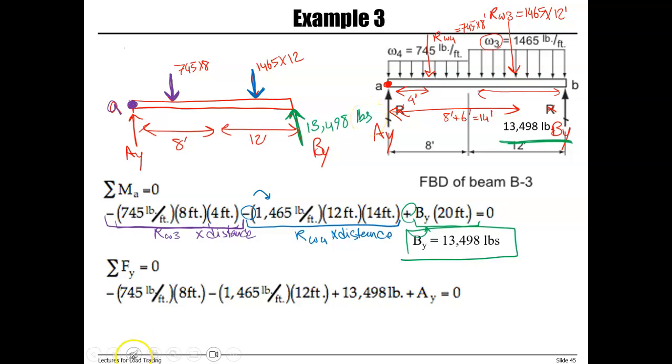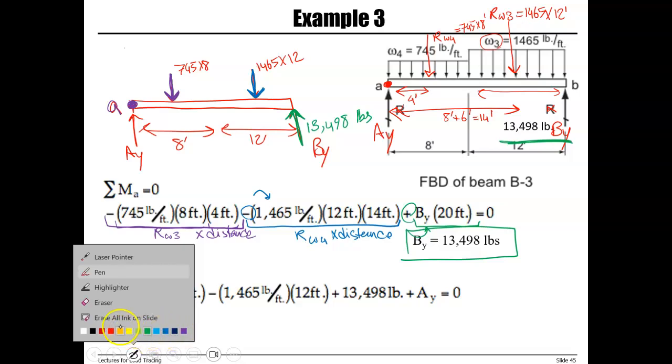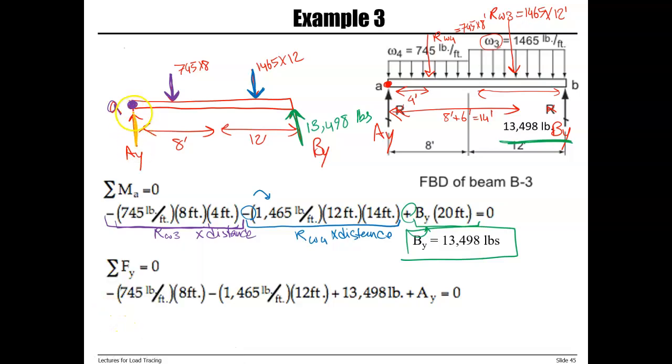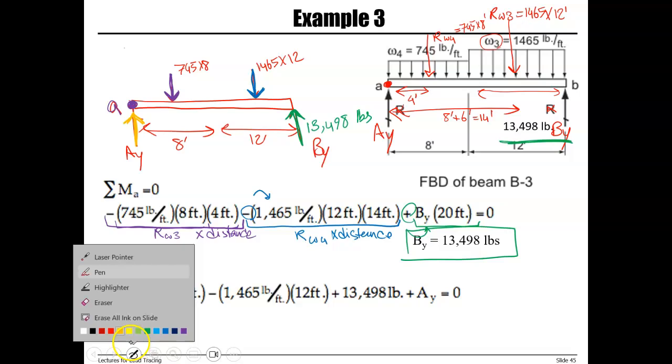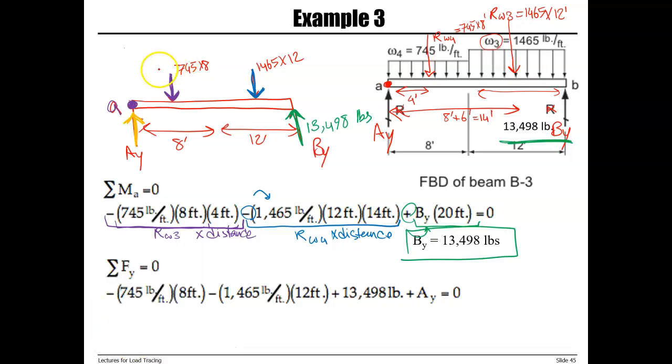Now we want to solve for AY. We have the resultant here, downward, so we're going to use a negative sign. This is the resultant of W4. This is the resultant of W3, which is again a negative sign for downward load. We just calculated reaction at point B, it's upward, so we're going to use a positive sign. And what is missing is AY.